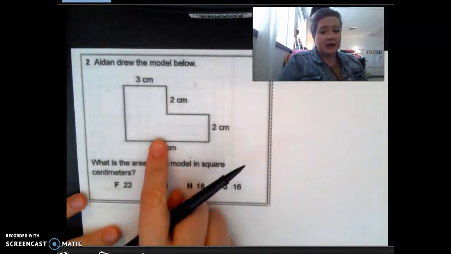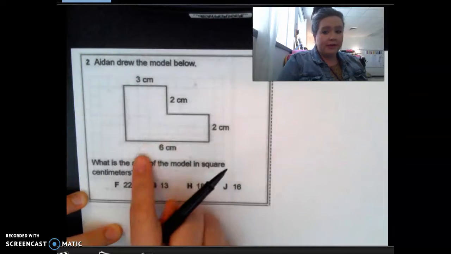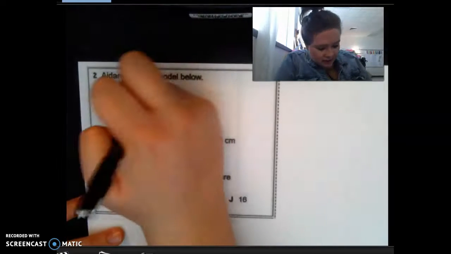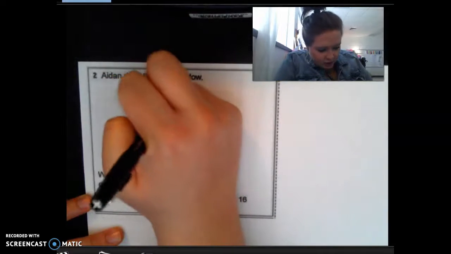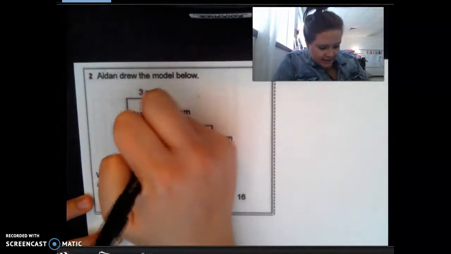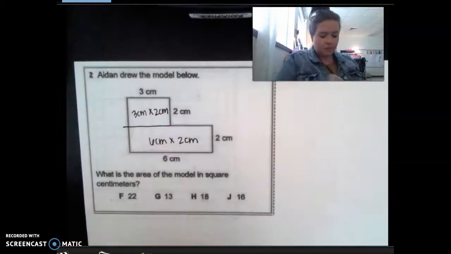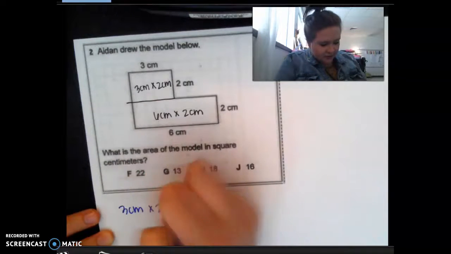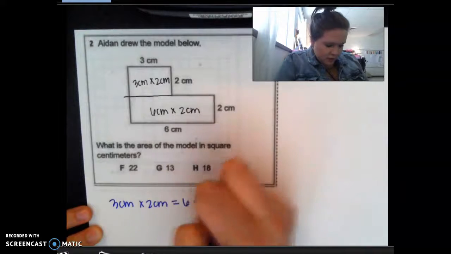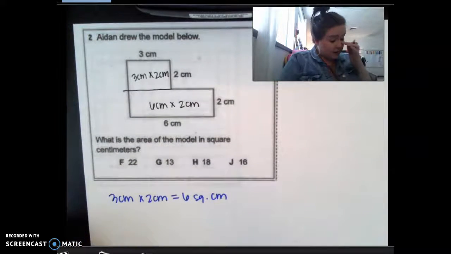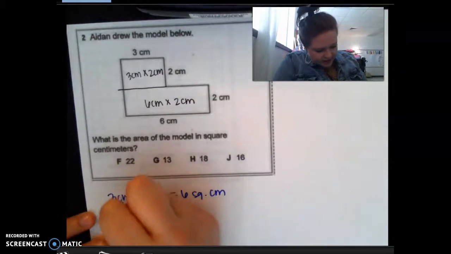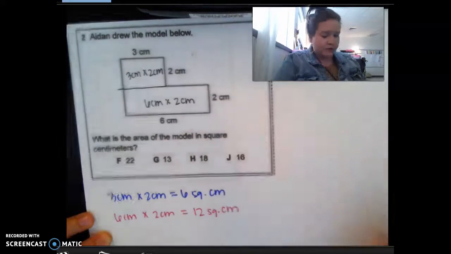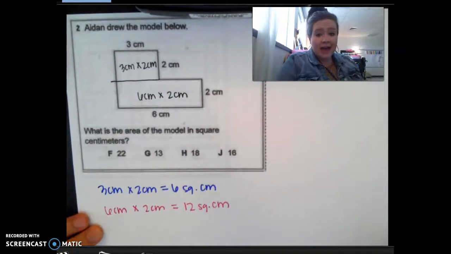Because it gives me a length and a width and a length and a width, I am going to decompose my figure right there. Okay, so this is going to be 3 centimeters times 2 centimeters. This is going to be 6 centimeters times 2 centimeters. All right? So my first one, 3 centimeters times 2 centimeters equals 6 square centimeters. My second one, 6 centimeters times 2 centimeters equals 12 square centimeters. Okay? So then I'm going to add these together.